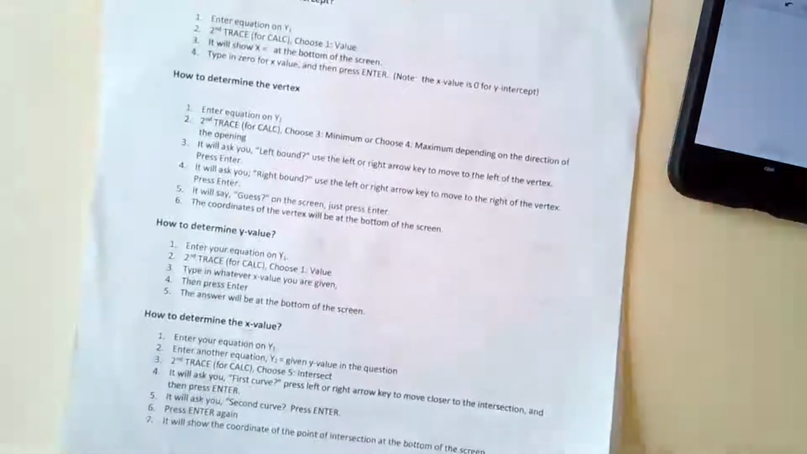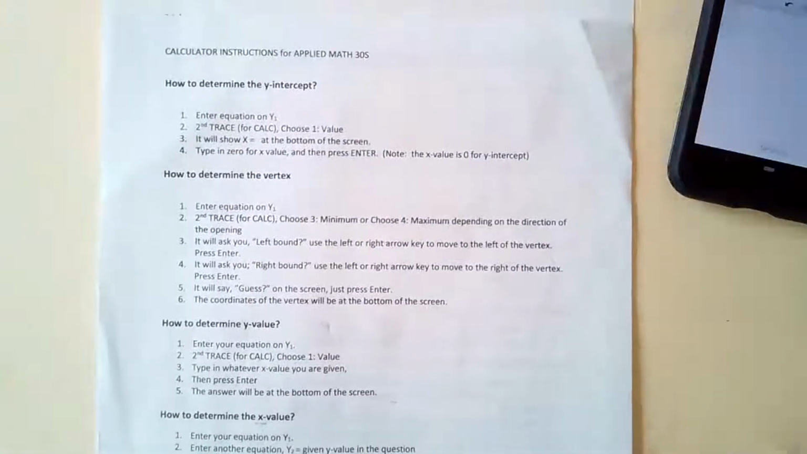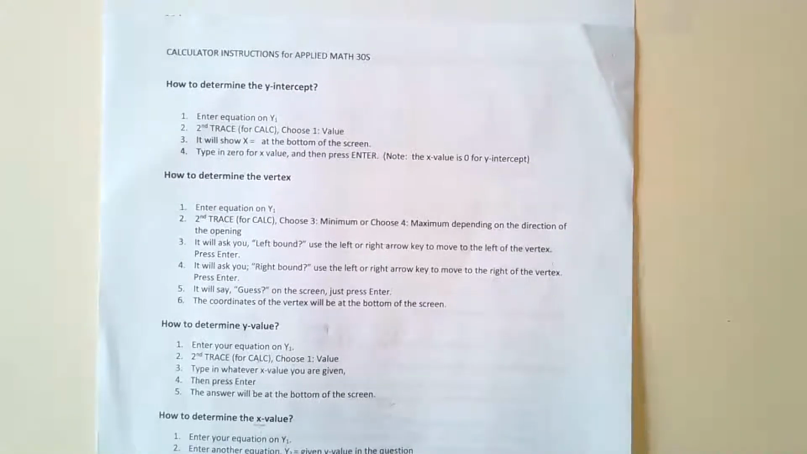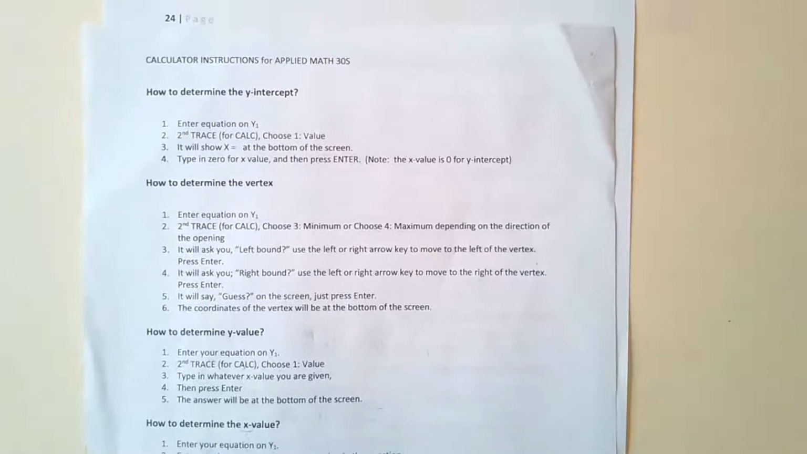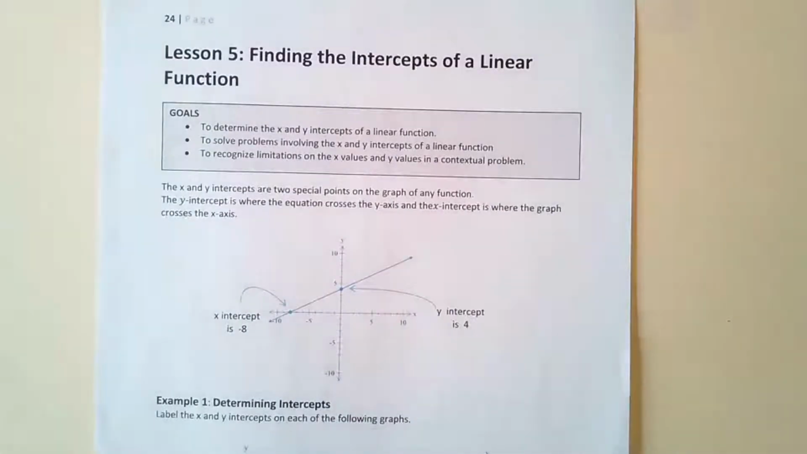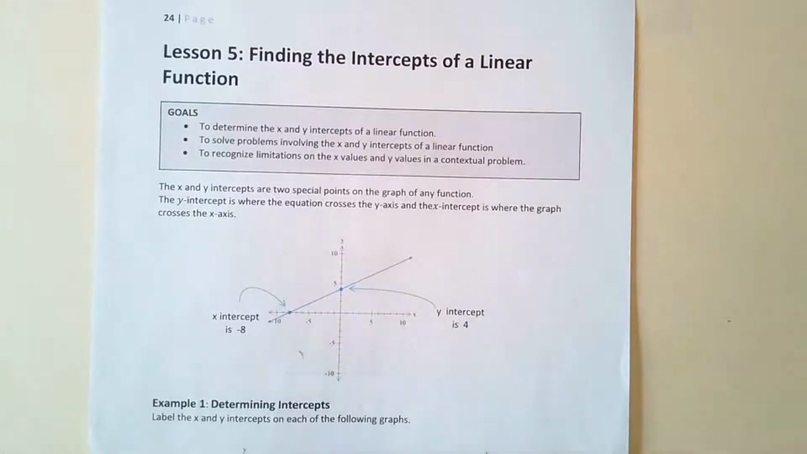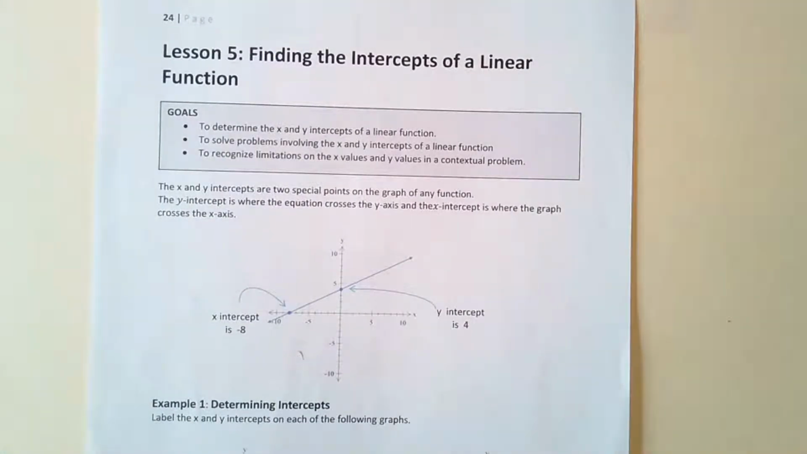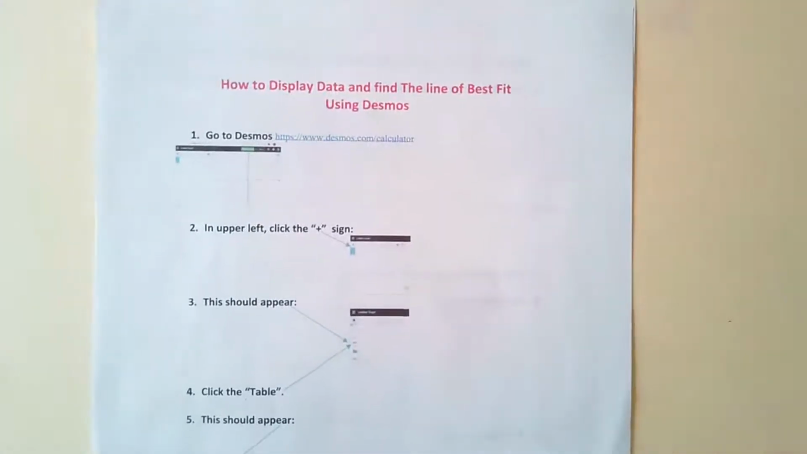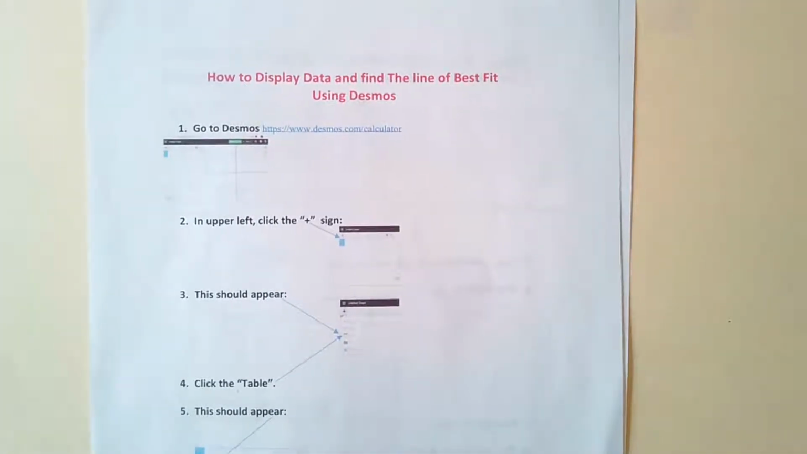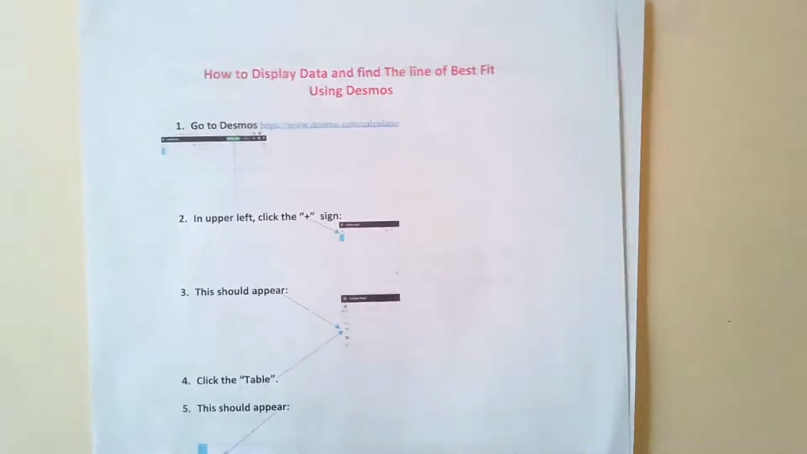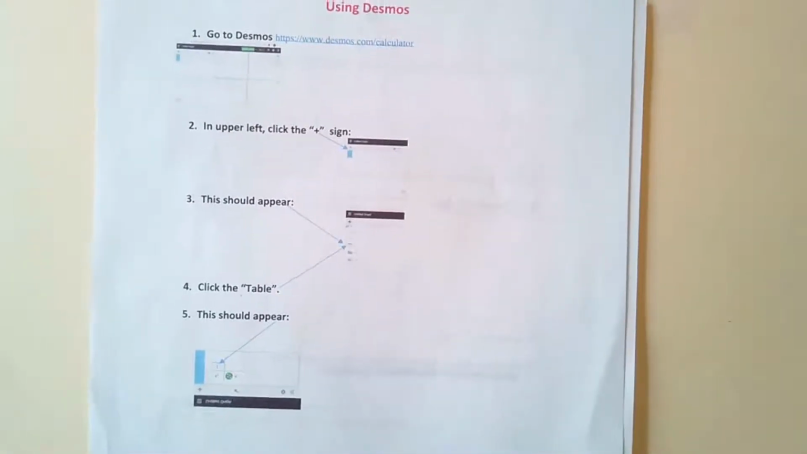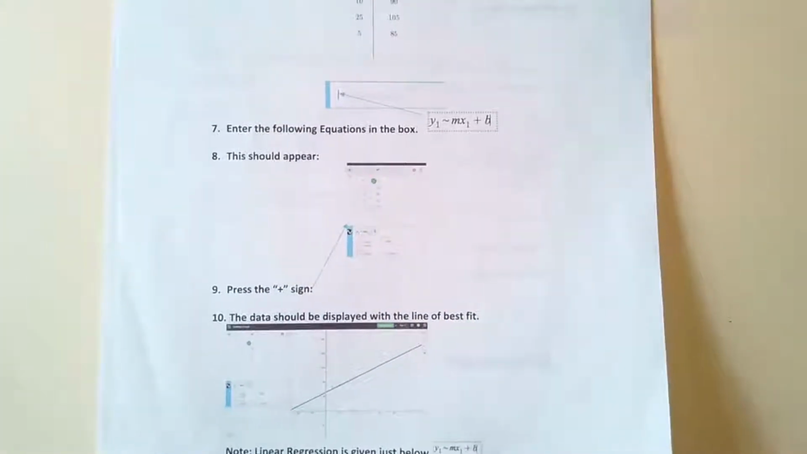To help you with your graphing calculator, you will want to have your calculator instructions for Applied Math 30S handy beside you. Or if you're using Desmos, you want to have this handout with you here. By now, most of you have memorized the steps, but just in case you forget the procedures, there are 2 sides to it.